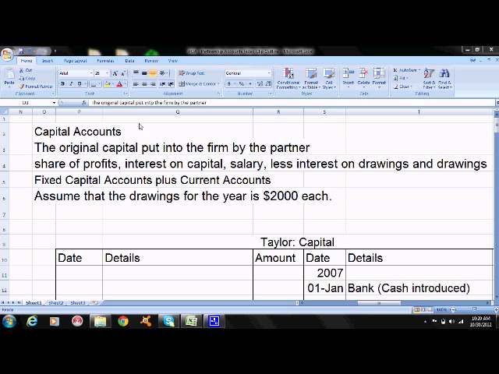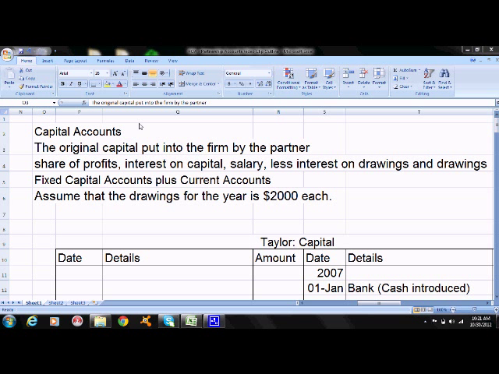Each of these methods can now be shown using the example already seen of Taylor and Clark. So when we use Taylor and Clark again, we're going to assume now that the drawings for the year is $2,000 each. That means it is $2,000 for Taylor and Clark. Now, let's go.